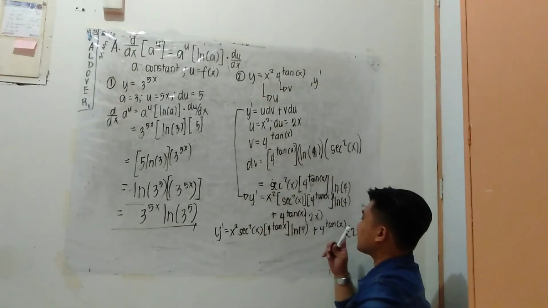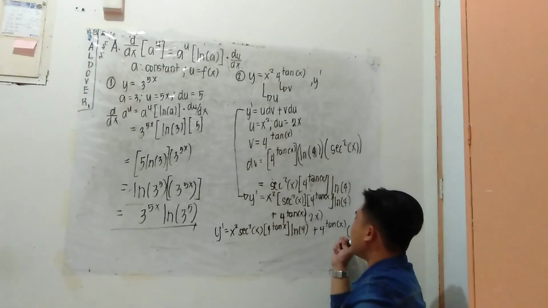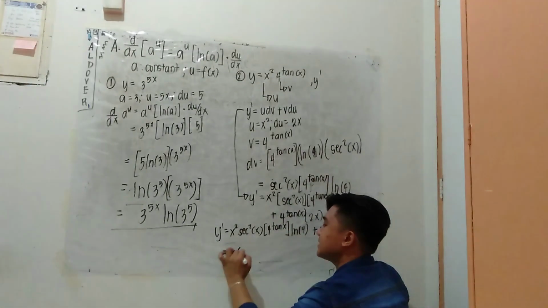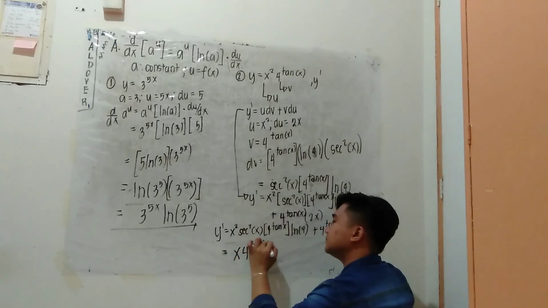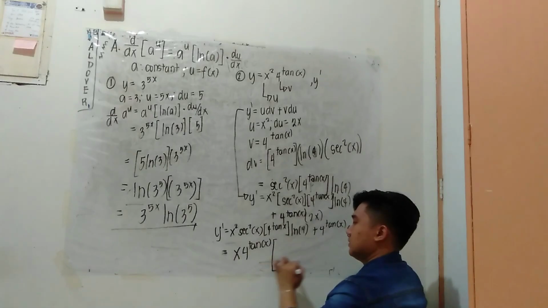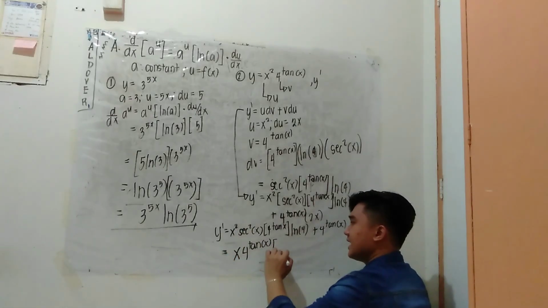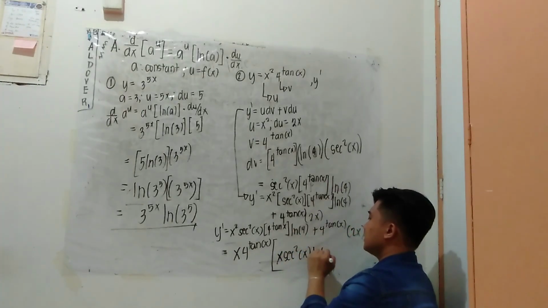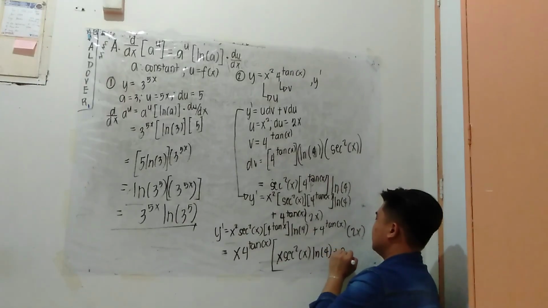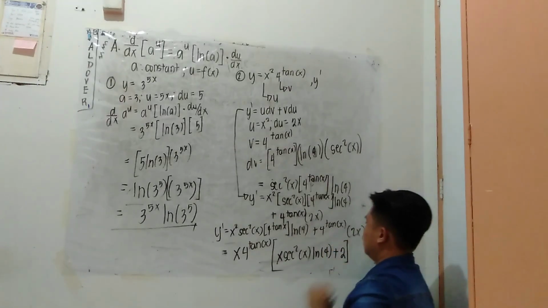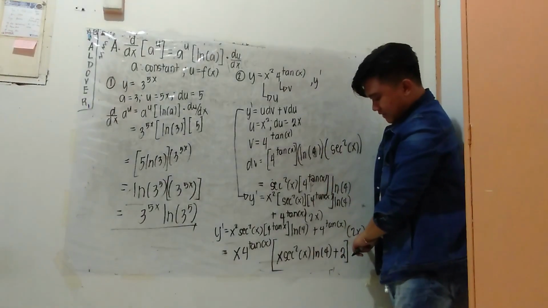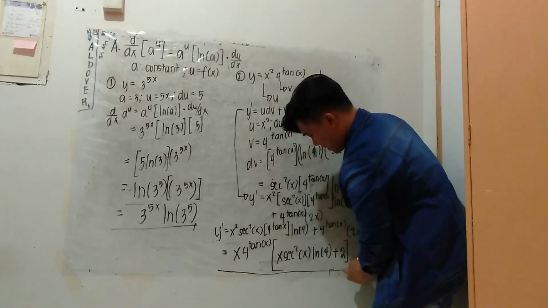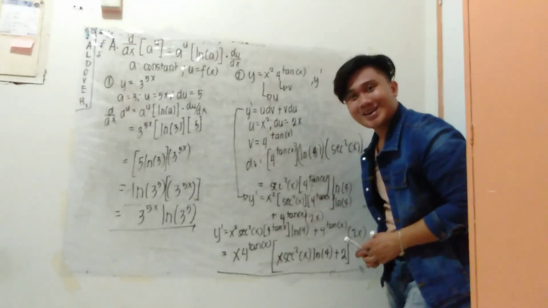4 raised to tangent of x, 4 raised to tangent of x. X squared, tsaka x. So, magbawas ako ng x, tsaka 4 raised to tan x. So, this is equals to x times 4 raised to tan x. Okay? So, binawasan ko ng isang x. Secant squared x, ln of 4 plus 2. 2 na lang po yung natira kasi inilabas na natin yung x tsaka 4 raised to tan x. And that is our answer. So, copy your notes.